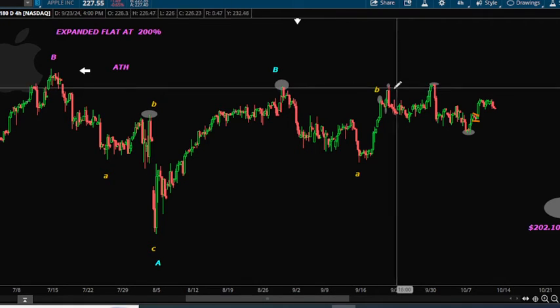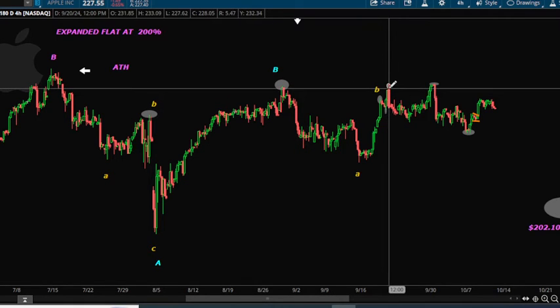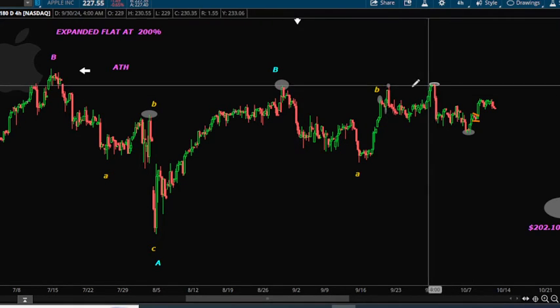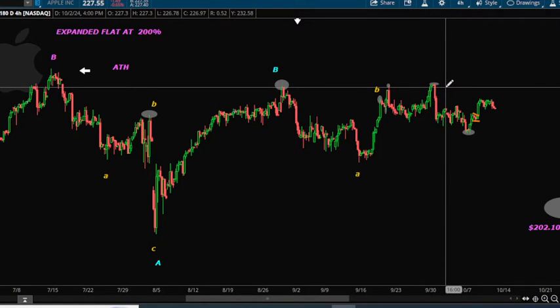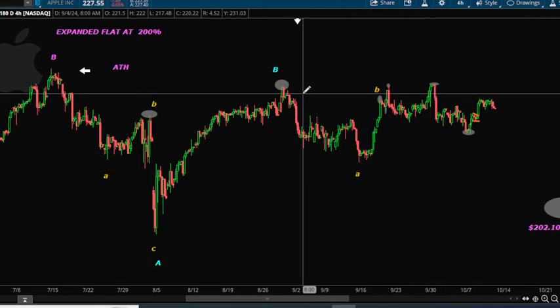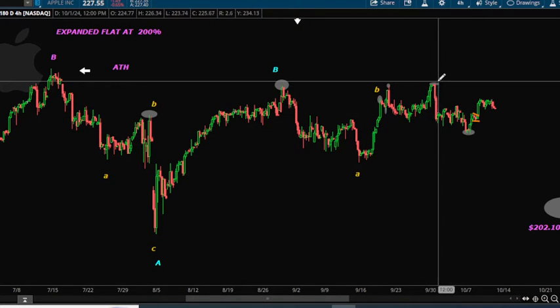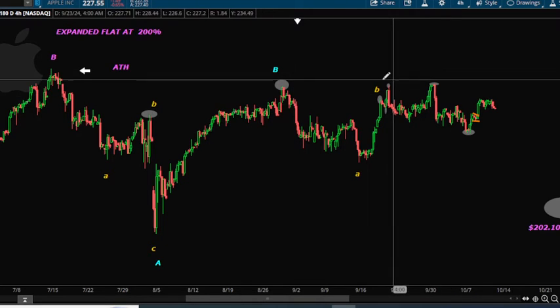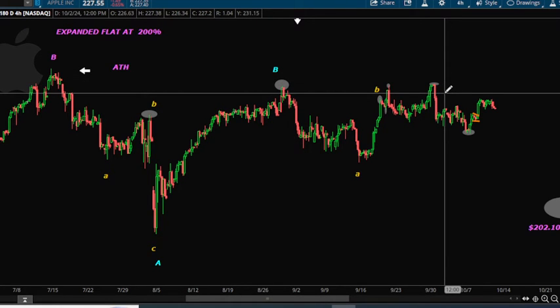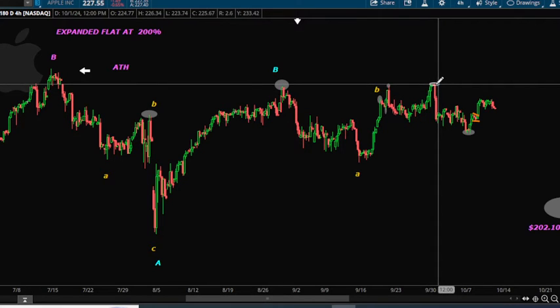And notice these, it's kind of a little higher than this B wave here by just a few pennies, right? But again, if you recall, there's a lot of expanding flats where the C is irregular, I guess. It goes higher than the starting point. So this still fits, okay?